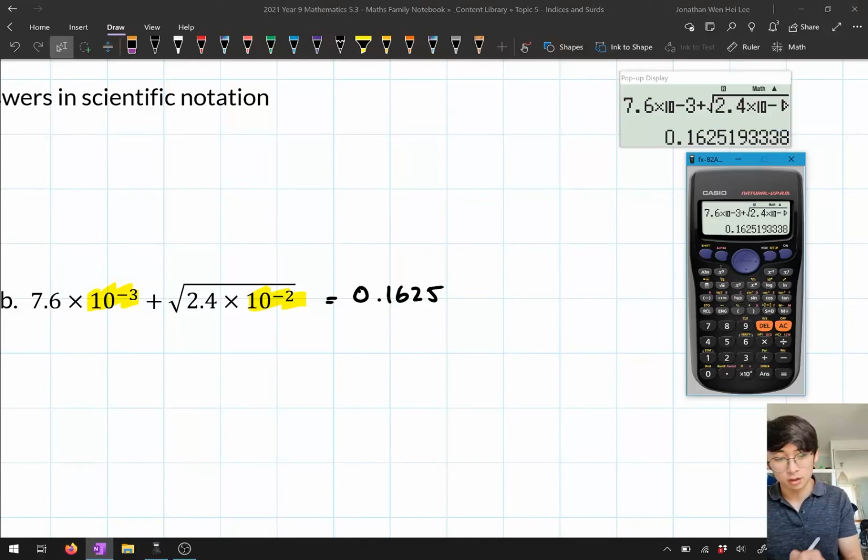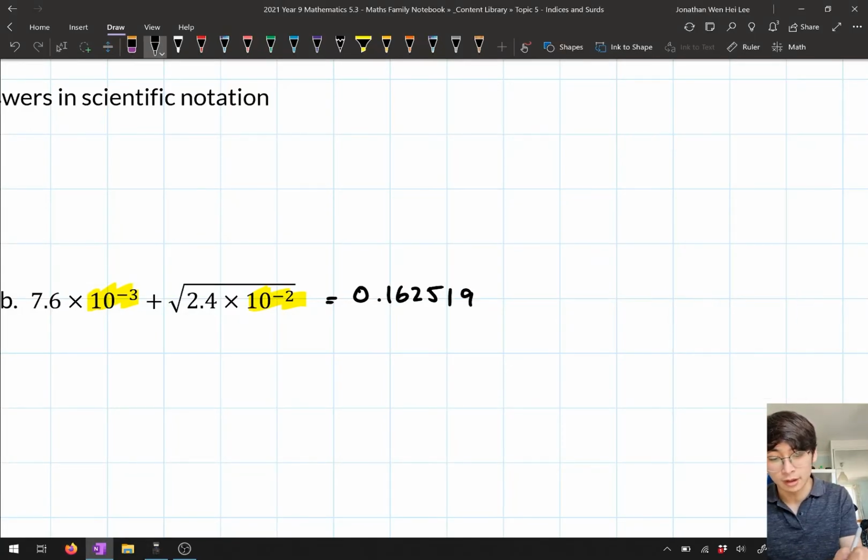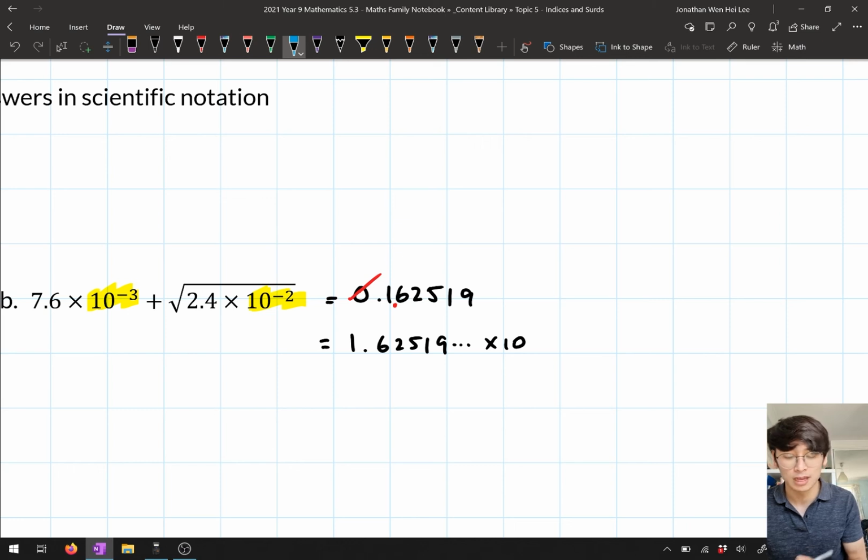So here, let me include the next significant figure. It's 19. Okay. So using our scientific notation, we look at the first significant figure, we get rid of the 0. The first significant figure is this 1. So I put a decimal point after that. So this becomes 1.62519 and so on times 10 to the power. Well, I figure out how many decimal points I need to move to get to that point. So here, the original one was over here. So we only needed to move it once, and we're moving it to the right. So it becomes to the power minus 1.